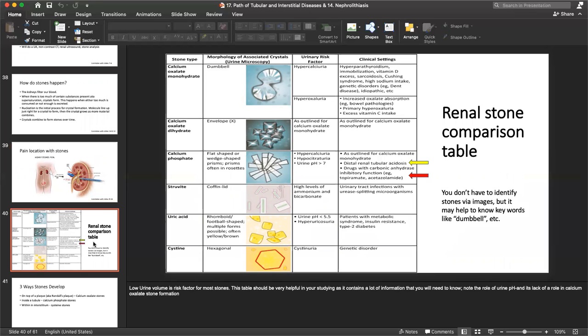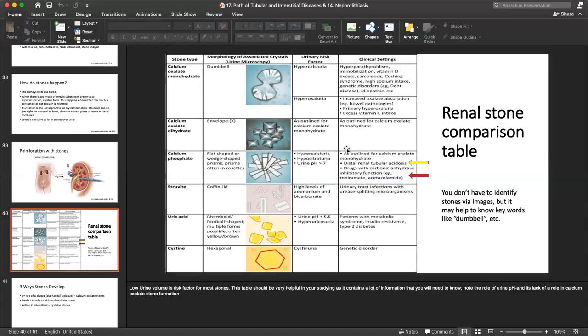So calcium oxalate monohydrate. This is what our antifreeze looks like when you see it in the urine. Also, it lights up, which is pretty exciting and scary. This envelope shape, which I think looks more like a princess cut diamond, but they call it envelope. They're really pretty and shiny under the microscope. And that's what these look like.